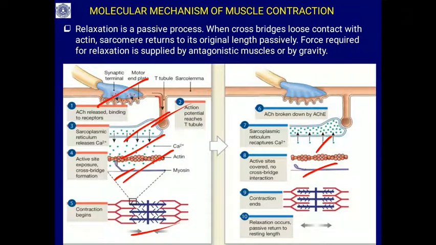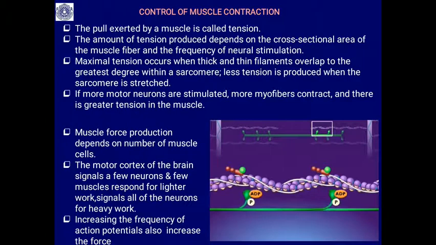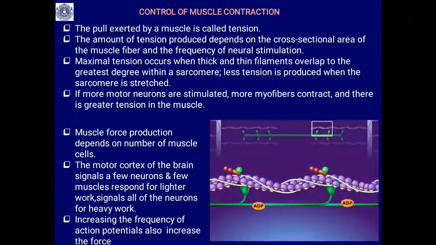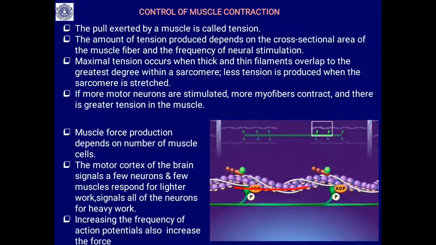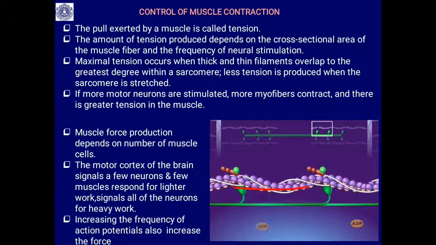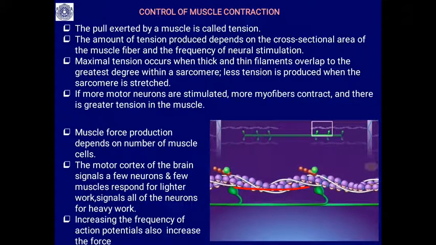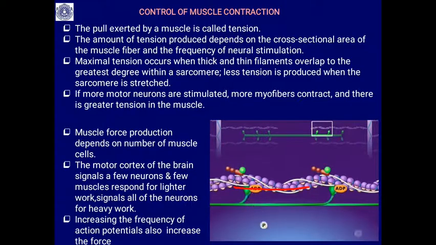So now the muscle relaxes. When cross bridges lose contact with the actin, the sarcomere returns to its original length passively. The force required for relaxation comes from the antagonistic muscles or else from gravity. So this is called relaxation. You will be able to see in this cartoon how exactly the power stroke reaction pulls the actin. It hydrolyzes ATP, makes contact with the actin, and ADP is released, so it makes a power stroke reaction. This pull exerted by the muscle is called tension.